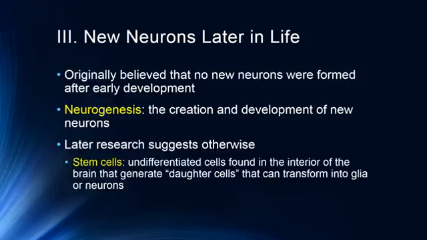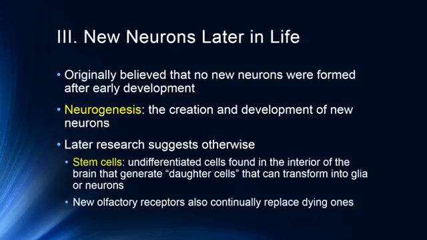So our research suggests that we do develop new neurons later in life. We have stem cells, which are undifferentiated cells found in the interior of the brain that can generate what we call daughter cells that can then transform into new glia or neuron cells, depending on where they are needed. We know that in the hippocampus, neurogenesis occurs and is an important part of learning and memory.